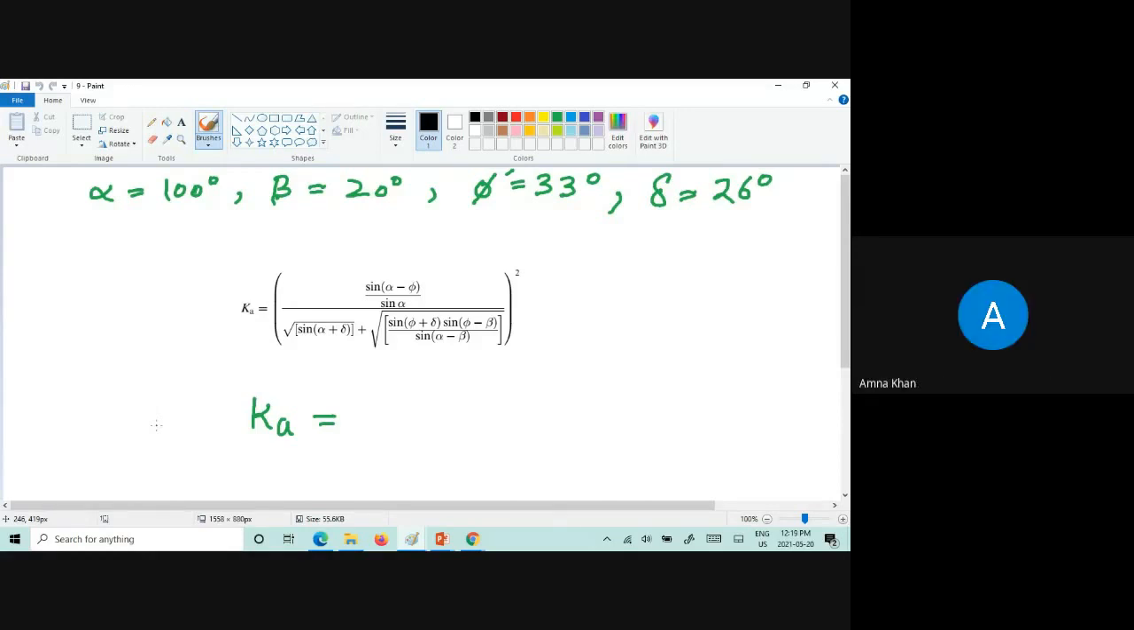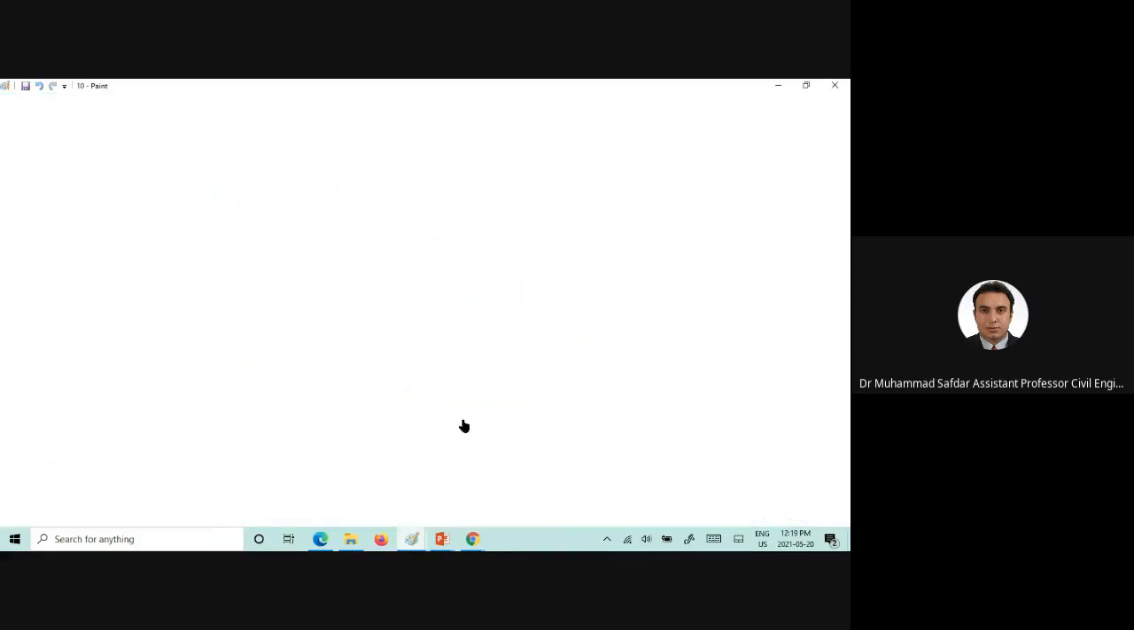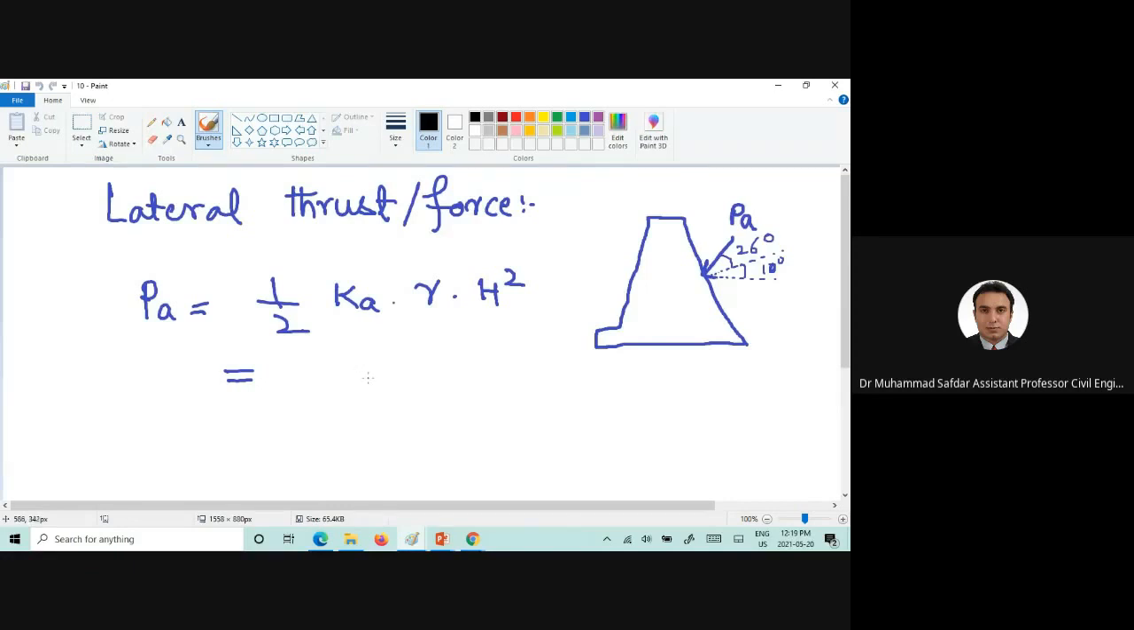0.48. Please kindly note down this value because we are going to use this in coming slides. Okay. Now we need to find out the lateral thrust.